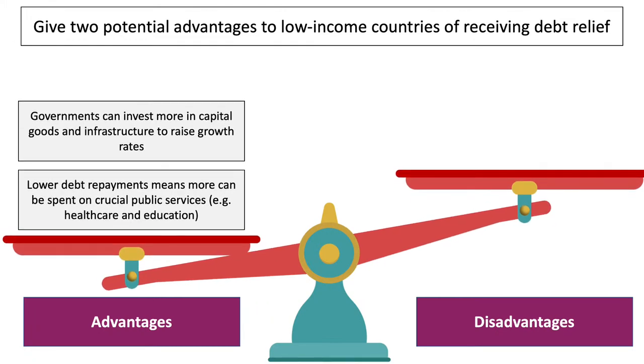So we've said that governments can invest more in capital goods and infrastructure to raise growth. We also said that lower debt repayments mean more that can be spent on those crucial public services, so healthcare and education. And as Jeff said earlier, for many countries, debt interest payments exceed what they actually spend on healthcare. So if they can spend less on those interest payments, they can spend more on healthcare. And Holly mentioned some of the healthcare issues that they might need to be spending that money on.